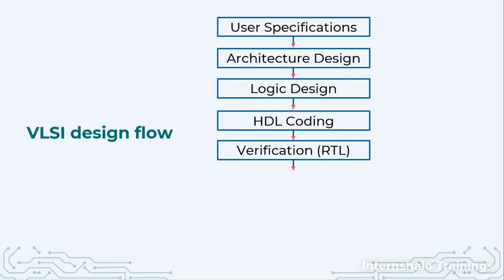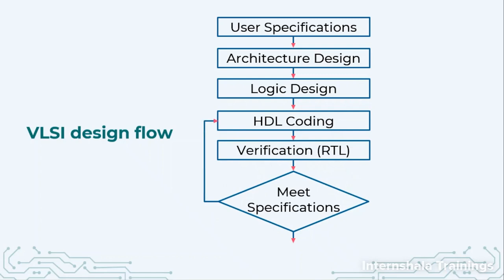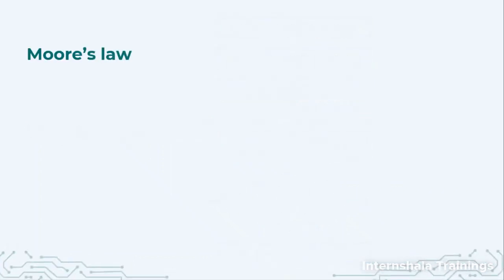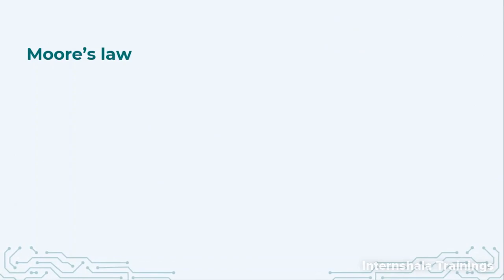That means we are going to see if the circuit which is produced after the coding is correct or not. If everything is fine and we meet the specifications, we go for the fabrication. Otherwise, we come back to the coding, optimize the code, and again check it. In this training program, we are not going to talk about the fabrication process because that is a completely different aspect of VLSI design. Let us talk about a very important law called Moore's law.